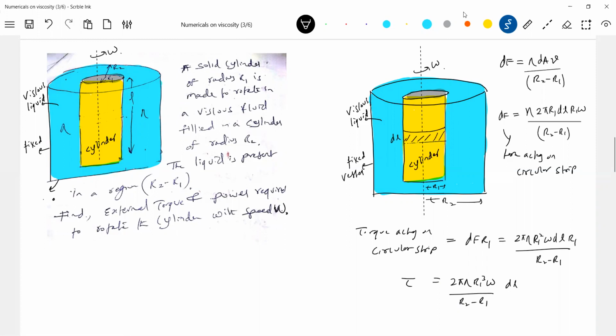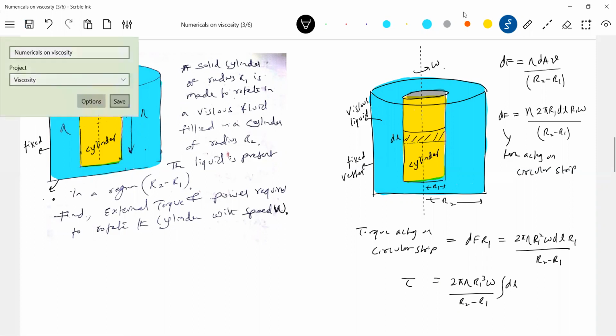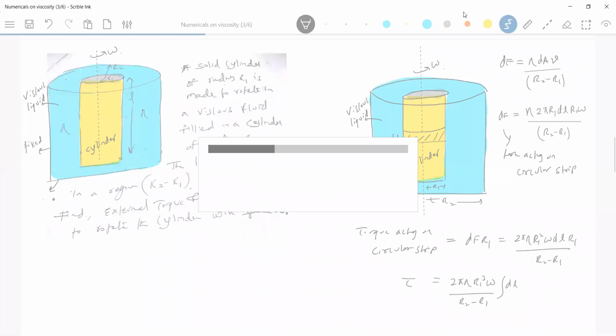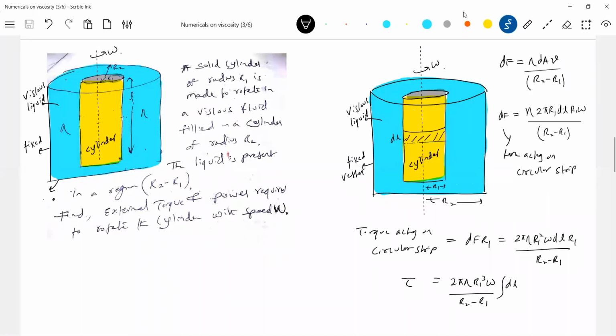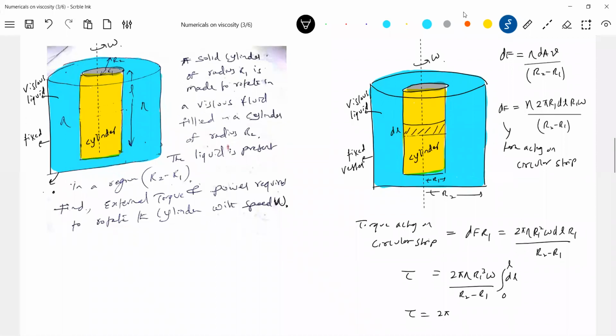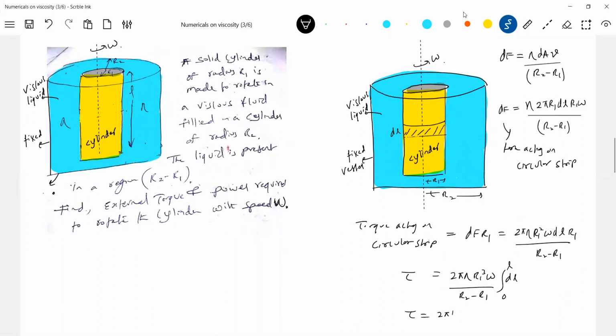Now, what should be the limit? Anybody wants to propose a limit? On the total cylinder, the torque acting on the total cylinder, 0 to L, because that is the length of the cylinder. So therefore, this will be the torque: 2 pi eta R1 cube omega L by R2 minus R1. So what is this? Torque acting on the cylinder.